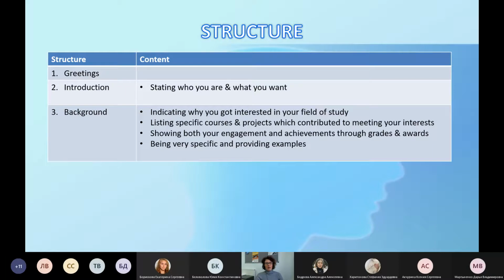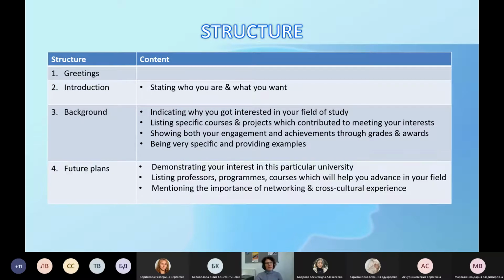Then you have to show your engagement and achievements. That is with grades and awards. You say that you're top of the class, what your GPA is, that, for example, your project was nominated or actually awarded first place, first prize. And you have to be very specific and provide examples.